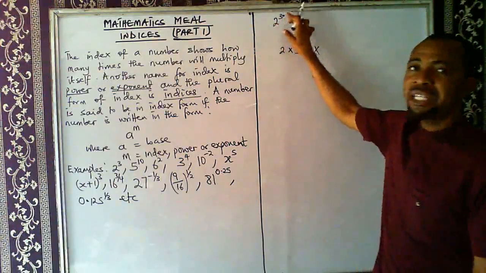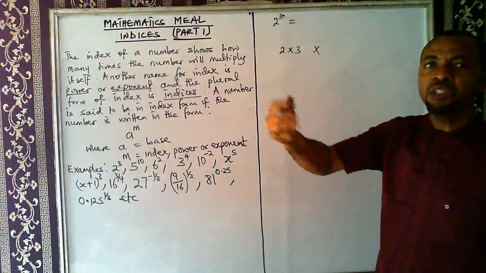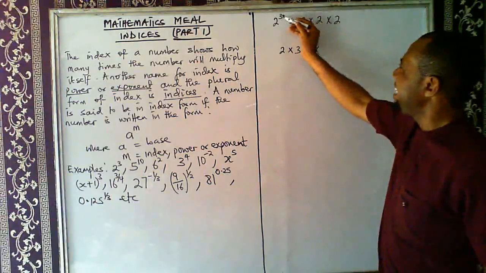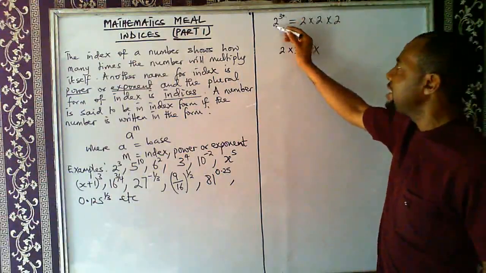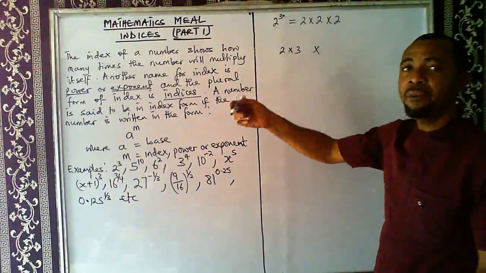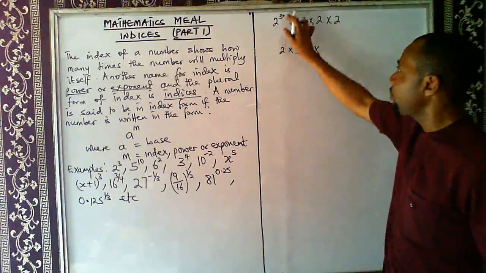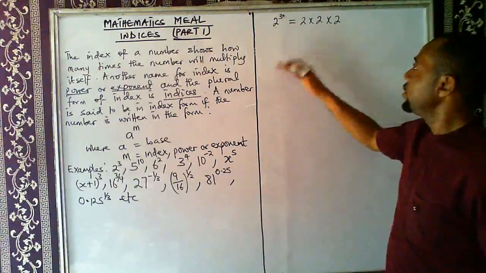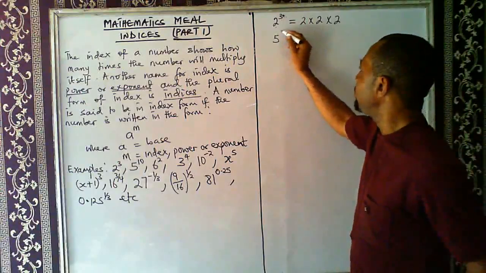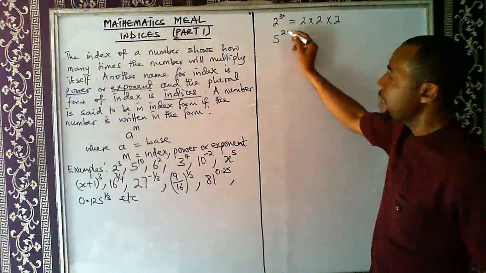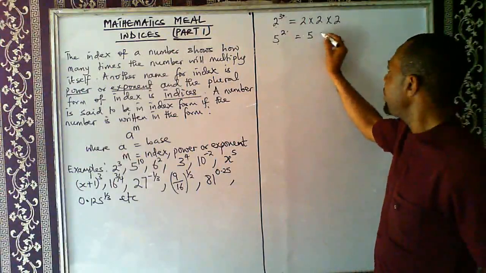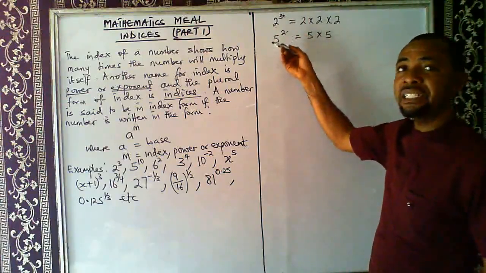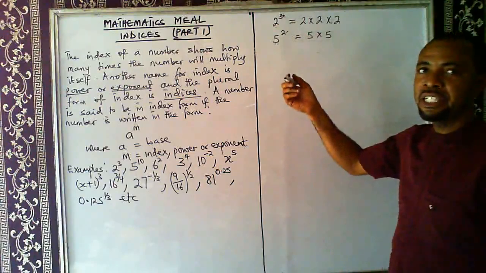So 2 raised to the power 3 means multiply 2 into itself 3 times. That is 2 times 2 times 2. So this 3 here is the power, and it is showing us that this 2 should multiply itself how many times? 3 times. See the correct thing. Then if I have 5 raised to the power 2, it is not 5 times 2. Rather, it is 5 times what? 5. This 2 shows us that 5 needs to multiply itself how many times? 2 times.